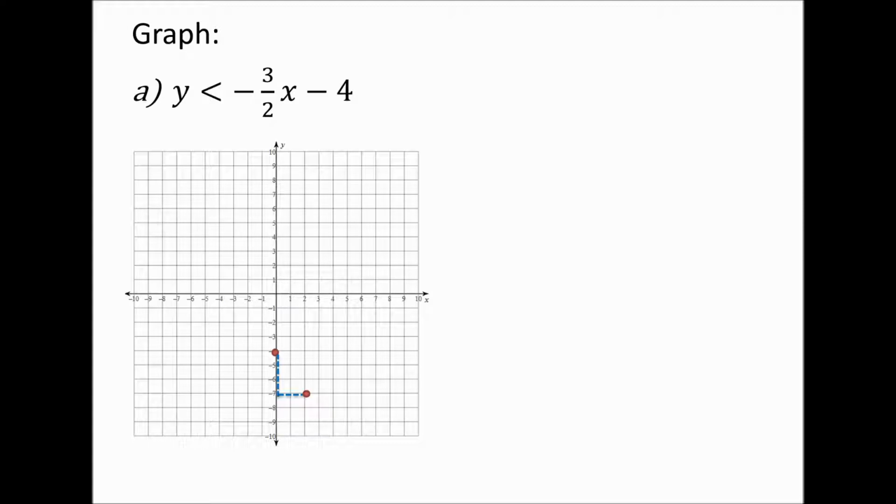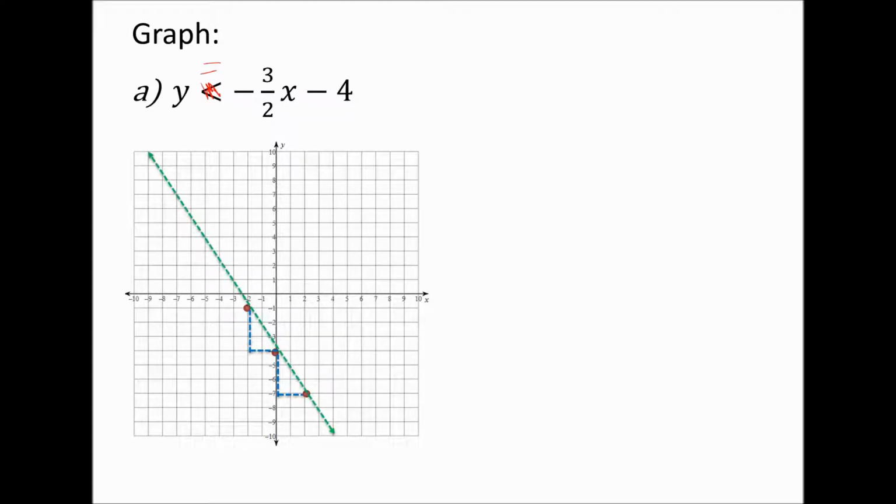y equals negative 3 over 2x minus 4. Start with my y-intercept, negative 4, and then rise 3, or negative 3, run 2. Put another point in the other direction here as well. Draw my line through it. Stop and think for a second. Is this going to be a solid line or a dashed line?